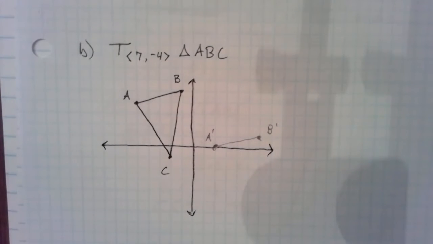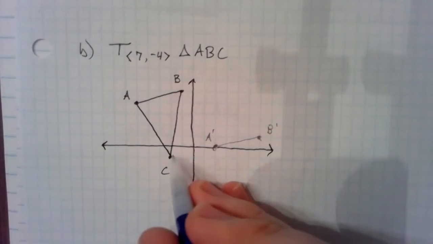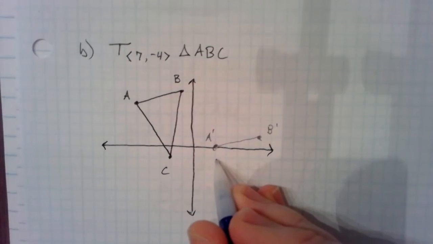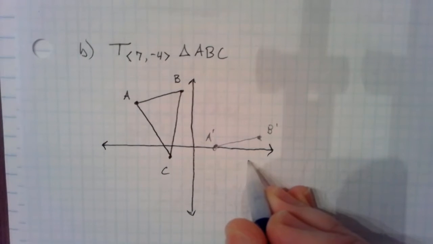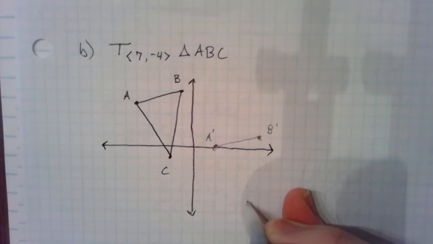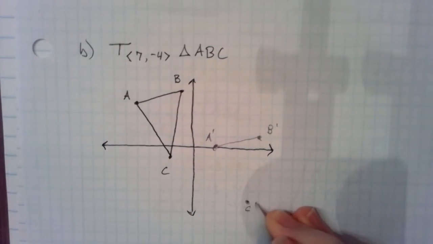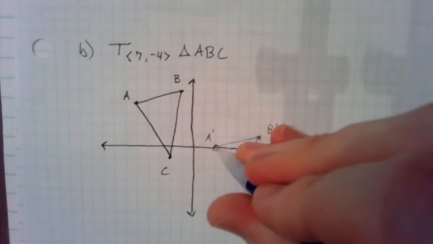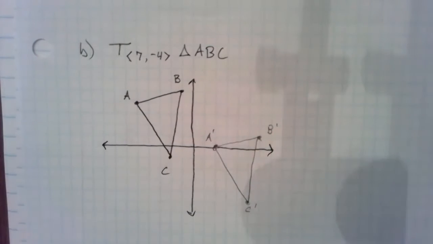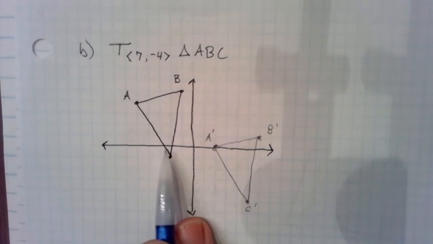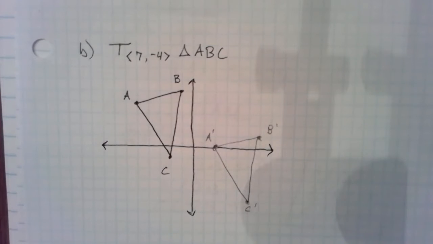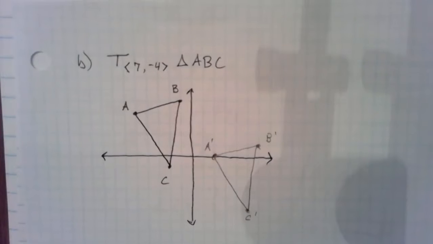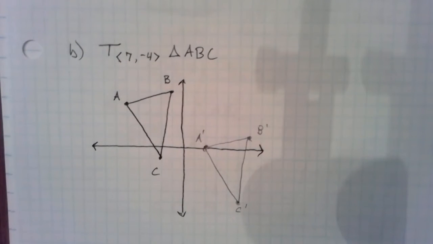Now for C prime, I'll do the same thing. I'll go over 1, 2, 3, 4, 5, 6, 7, and down 1, 2, 3, 4. And this point down here will be C prime. And again, if I connect it, I can see I end up with the exact same triangle, just shifted 7 spaces to the right and 4 spaces down. So this is isometric in that it preserves the size and the shape. And by shape, we mean both the length of the sides and the angles. Okay?